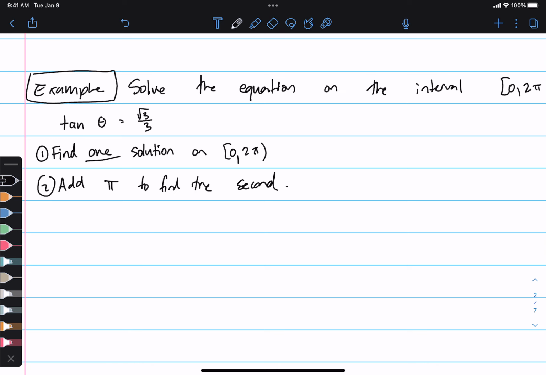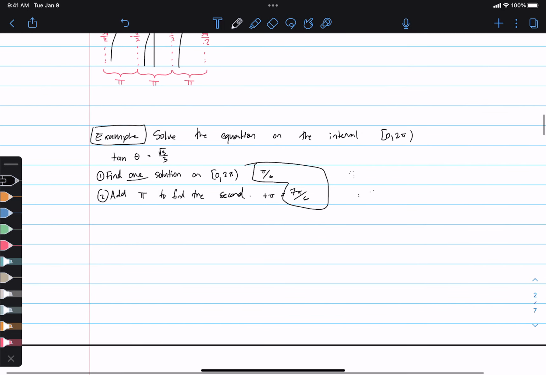So one solution I found is going to be pi over 6, right? And if we add pi to that, so plus pi, we're going to get 7 pi over 6. And these are your two solutions on the interval 0 to 2 pi.